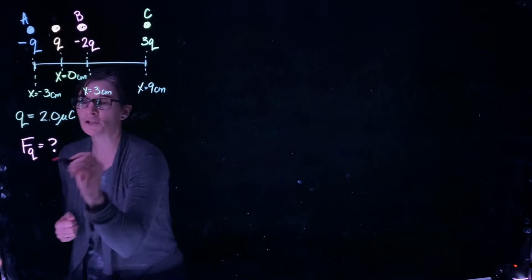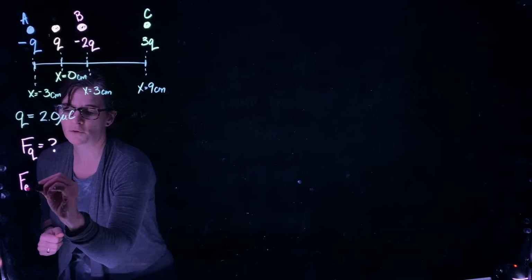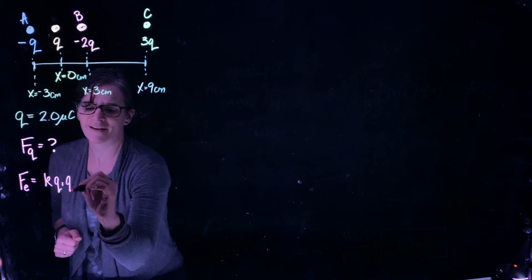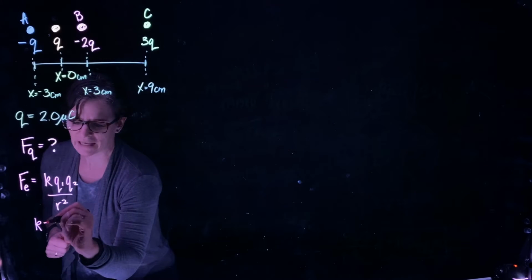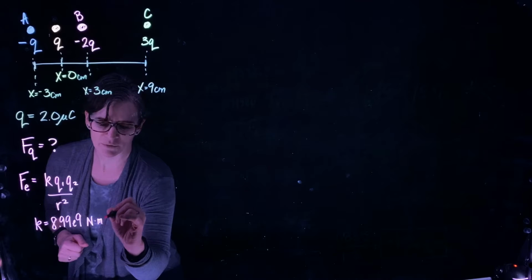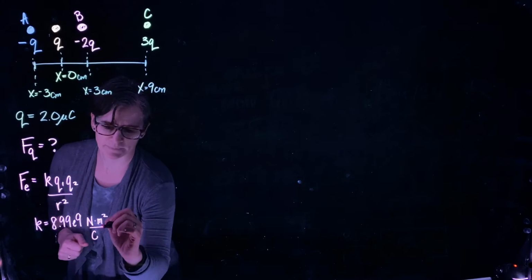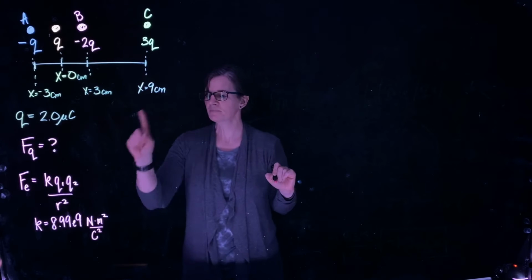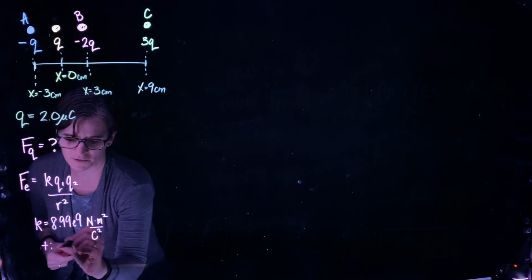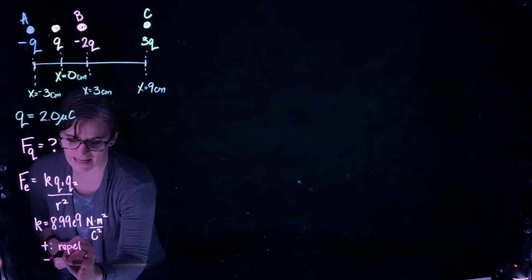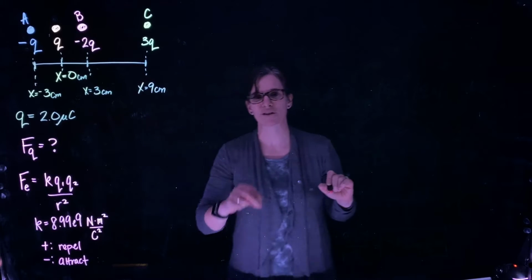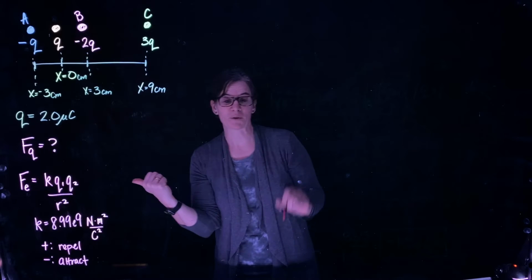We want to remember that we're going to be using Coulomb's law to find the electric force. The magnitude is k q1 q2 over the radius squared, where k, remember, is equal to 8.99 times 10 to the 9th newton meters squared per coulomb squared. And we want to keep in mind that if I get a positive force value, that means it's repelling, and if I get a negative force value, that means it's attracting. Then I need to consider the actual direction of that force in order to determine if it's to the right or to the left.